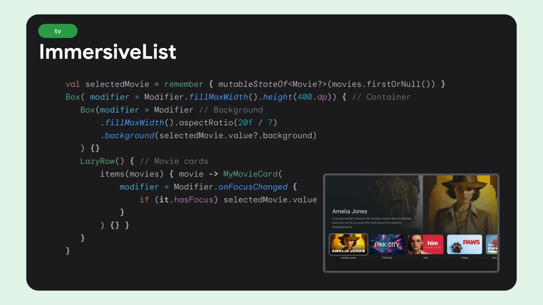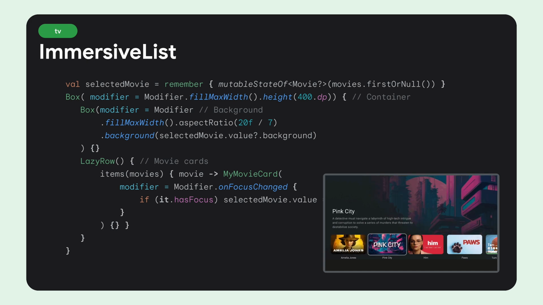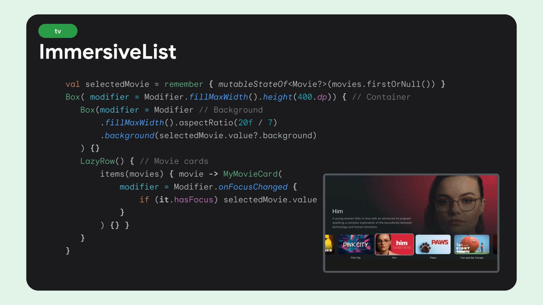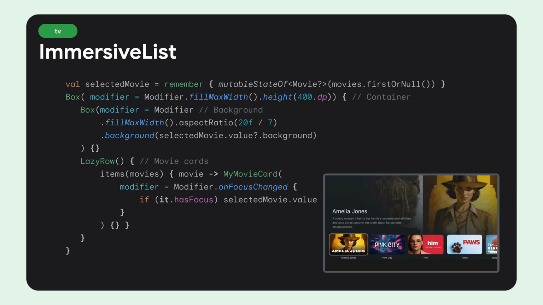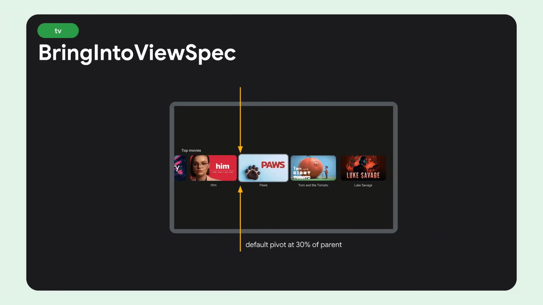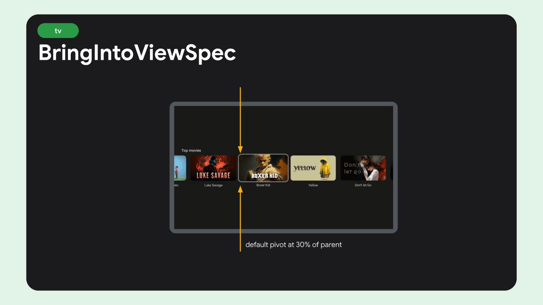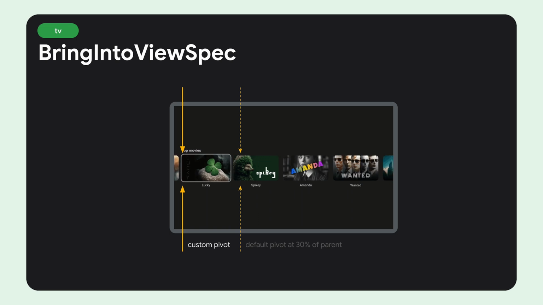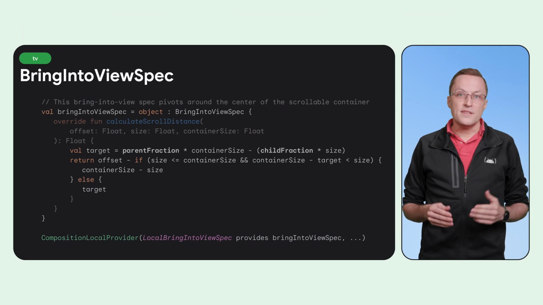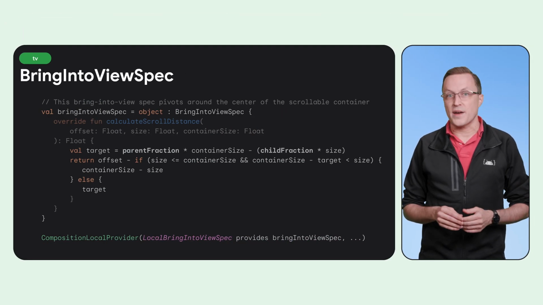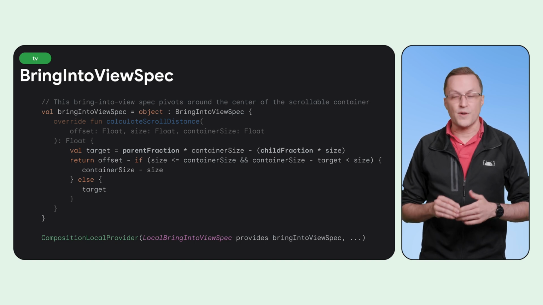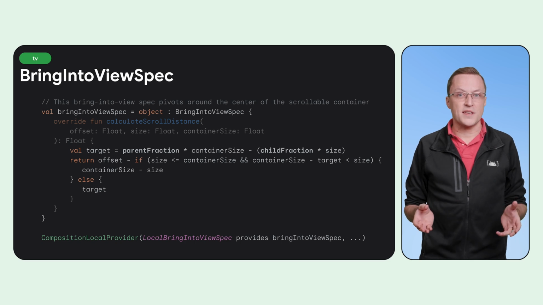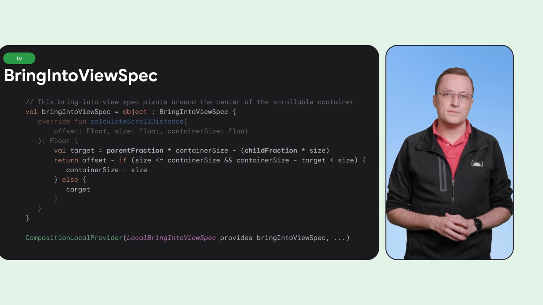This snippet uses an onFocusChange modifier to observe when an item in the row is focused. It takes care to change the selected movie variable, in turn triggering the background to change too. Or maybe you want more precise control over where a row of card pivots when scrolling. This snippet shows how to leverage Bring Into View spec to customize item positioning when its focus is decided. You can find these two snippets and the full Jetcaster sample linked in the video description.